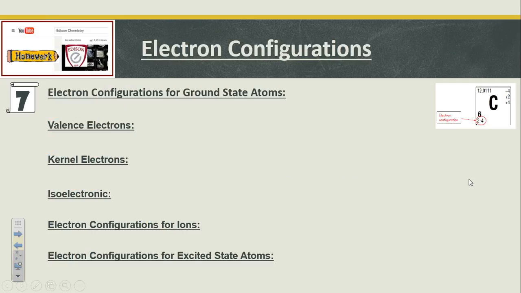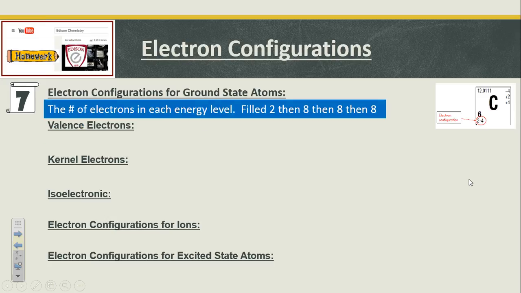Electron configurations. Well, for ground state atoms, the electrons always want to pack in as close to the nucleus as they can. And they fill in a certain pattern. The first innermost orbital always gets 2 electrons, then 8, then 8. So we know the ground state electron configuration, the electrons fill in 2, then 8, then 8, then 8.